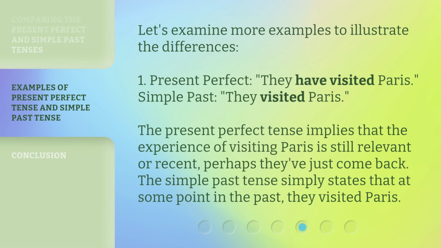Let's examine more examples to illustrate the differences. 1. Present perfect. They have visited Paris. Simple past. They visited Paris. The present perfect tense implies that the experience of visiting Paris is still relevant or recent, perhaps they've just come back. The simple past tense simply states that at some point in the past, they visited Paris.